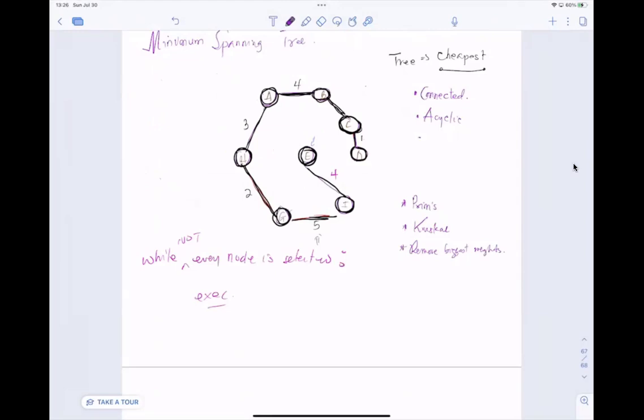Does Prim's algorithm make sense to everyone? Does it make sense? Anyone? Does the algorithm make sense? Okay, not fully. Let's go very briefly once again.